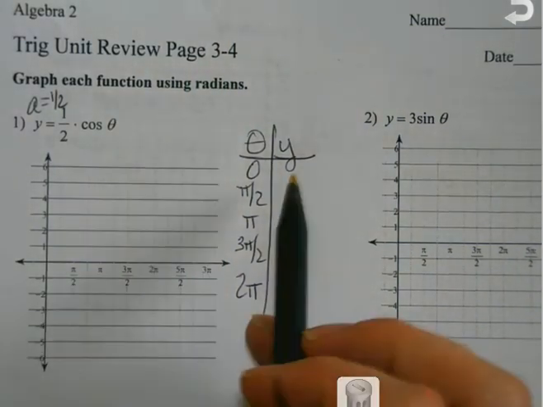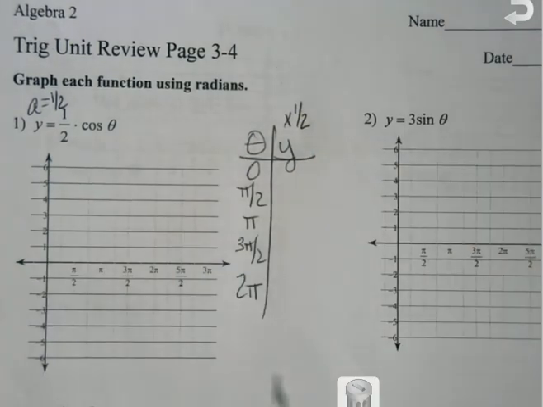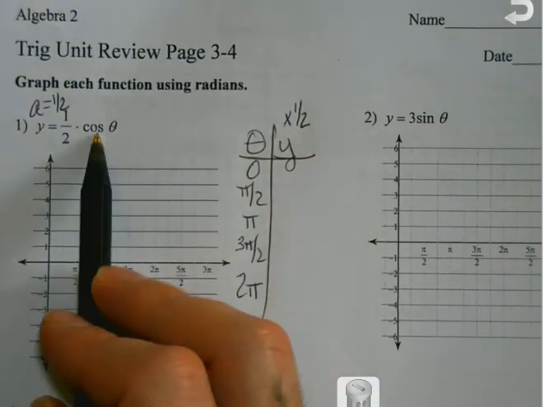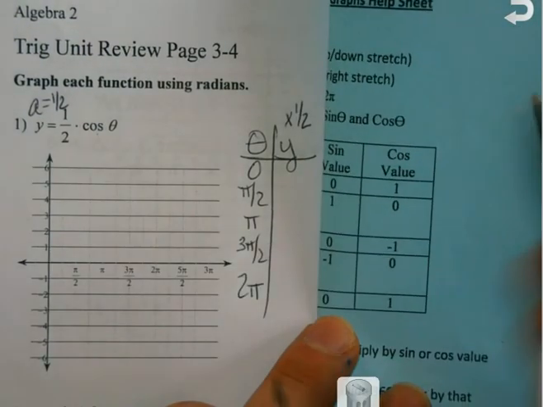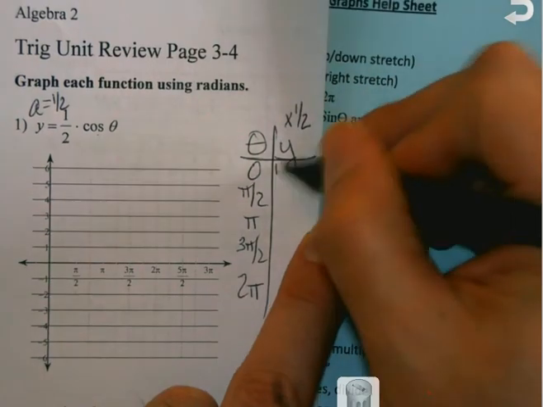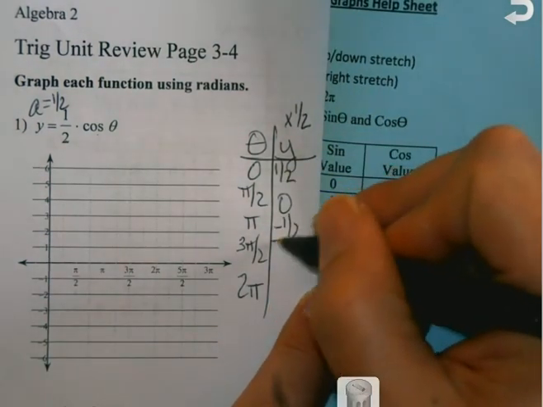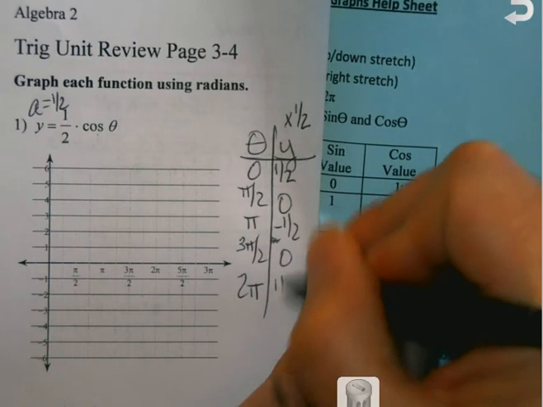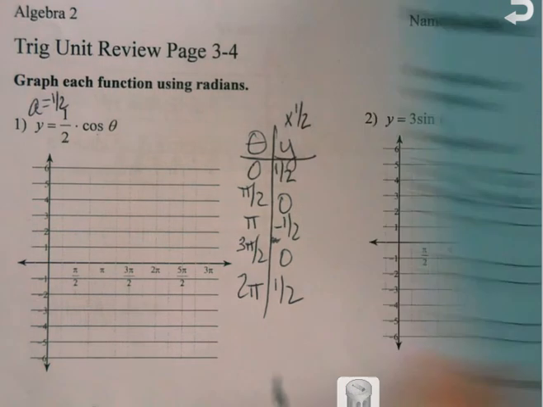And then my y's, if I ever have an A value, I multiply those by whatever the A value is. Pay attention to what trig function it is. So this time it's cosine. So I'm going to take each of my cosine values and times them by 1/2. And I just work right down my chart. So cosine values times 1/2. And those are the points I'm going to plot.